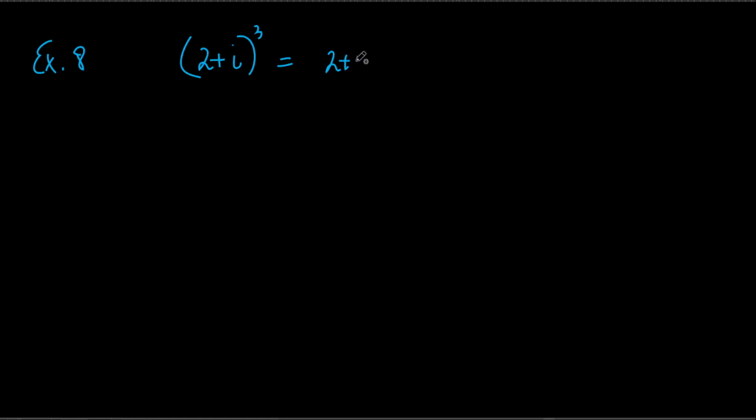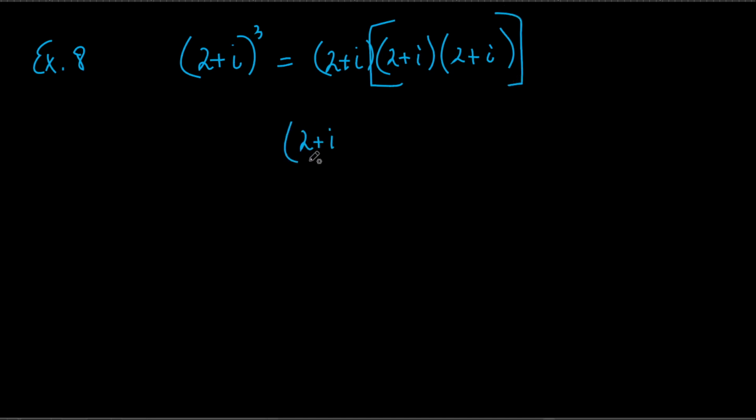So what's cubed? 2 plus I times what? 2 plus I times 2 plus I. Okay? Watch what we're going to do. I'm going to take this and figure out what that is first. I'm just going to tag the 2 plus I along. Let's do some FOIL on this. Let's do it really quick here. 2 times 2 is 4, plus 2I plus 2I is 4I plus I squared.